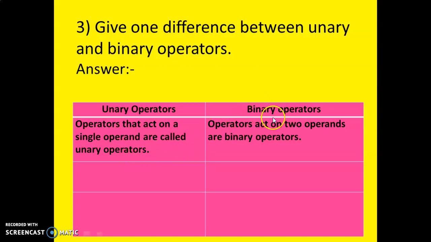A plus b is a binary operator, because it operates on two operands. That means a plus b or a minus b, so a and b are the two operands. A unary operator only works on or acts on a single operand, only a or only b, any one single operand, but a binary operator works on two.